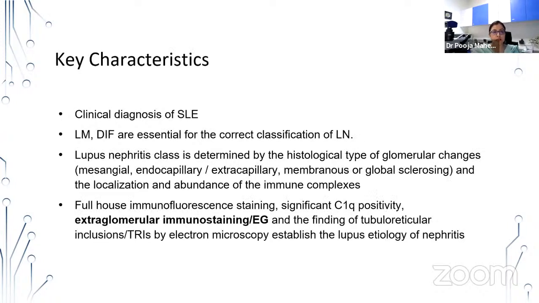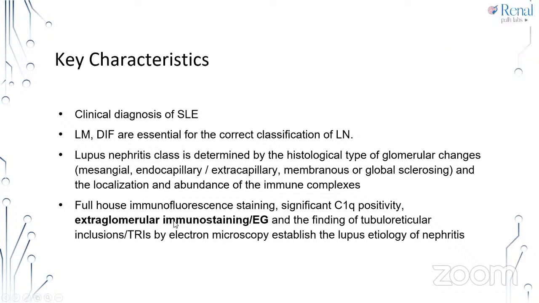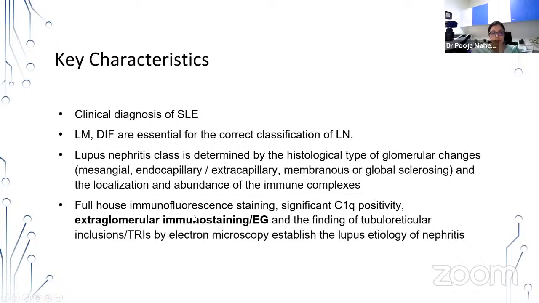So what are the key characteristics? First, we should have a clinical diagnosis of SLE to call it lupus nephritis. Then light microscopy and DIF are essential for correct classification of lupus nephritis. And then the class is determined by the histological type of glomerular changes that include mesangial, endocapillary, membranous, or sclerosing pattern, and the localization and abundance of immune complexes.